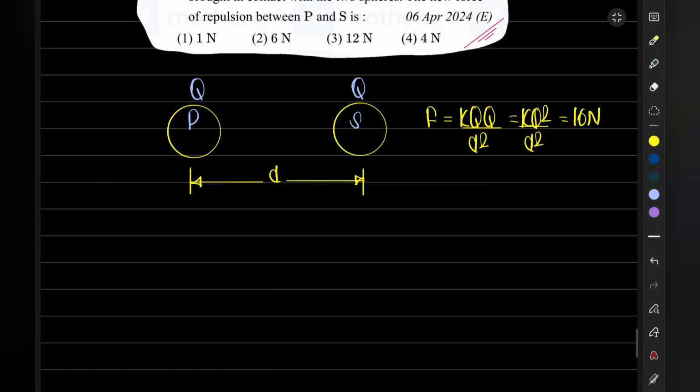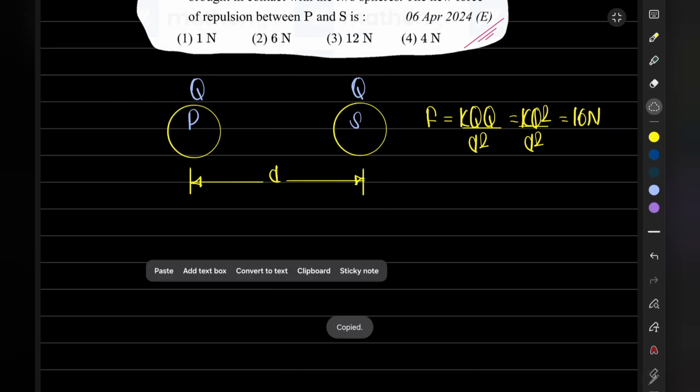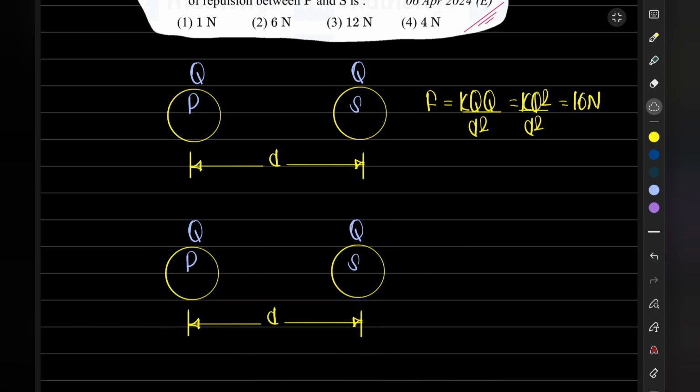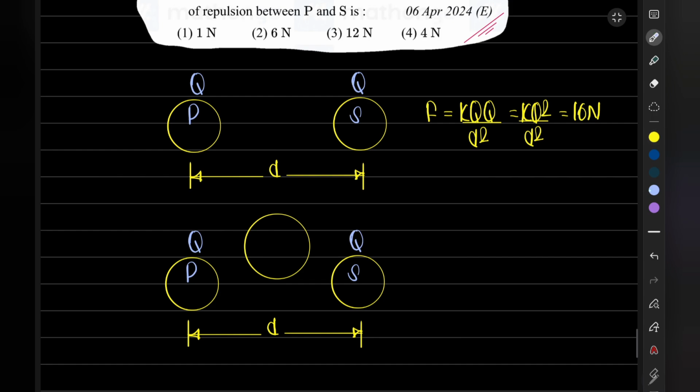So once again I'm redrawing this diagram. The same diagram I'm going to use here, but let's see the charges. What are we doing? We are taking the third sphere, whose name is R, and it is uncharged. First, I am making contact of the sphere R with the sphere P. So what will happen?